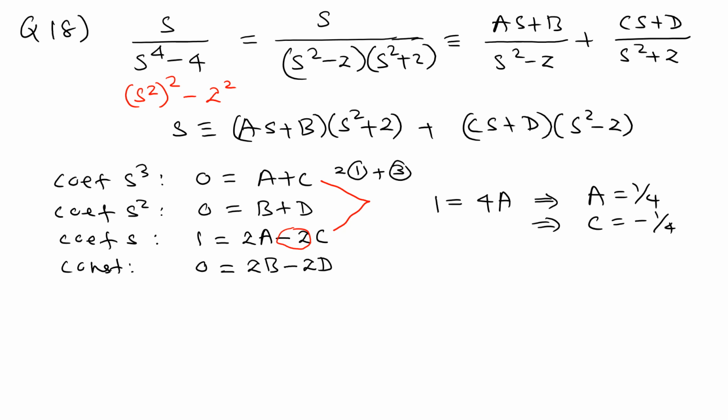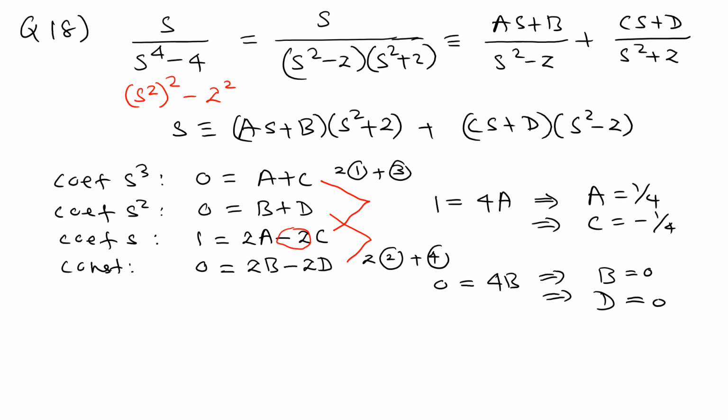So similarly, if you look at equation 2 and 4, you're going to multiply equation 2 by 2 and add to equation 4. So we do 2 times equation 2 add to equation 4. When you do that, you're going to get 0 equal 4b, and this is going to give you b equals 0, and because of that d equals 0. Okay, so that's what you get, and then we're going to plug in the values and we can split them and write it like this.